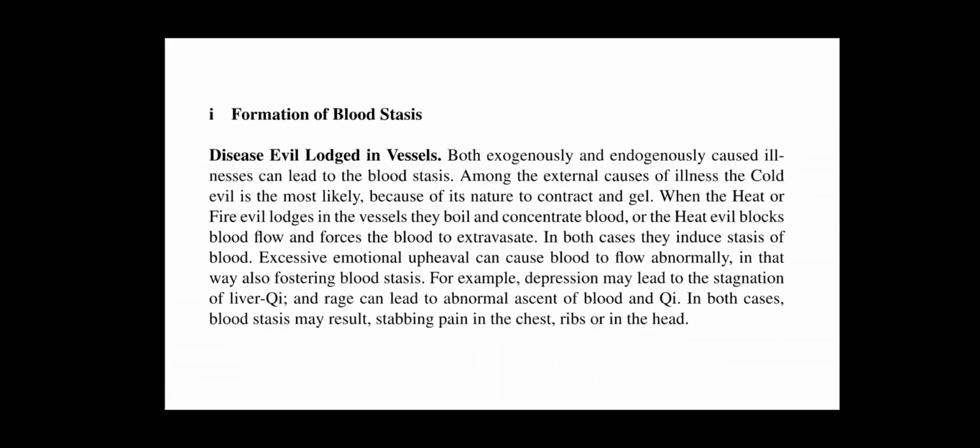Excessive emotional upheaval can cause blood to flow abnormally, in that way also fostering blood stasis. For example, depression may lead to the stagnation of liver qi, and rage can lead to abnormal ascent of blood and qi. In both cases, blood stasis may result, with stabbing pain in the chest, ribs, or in the head.